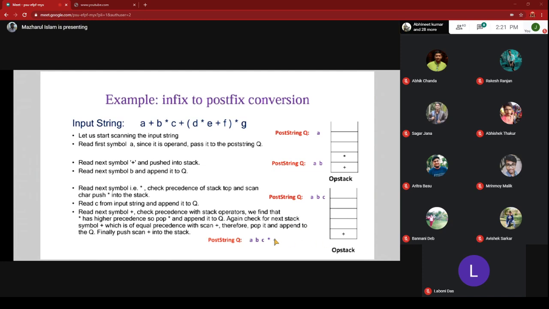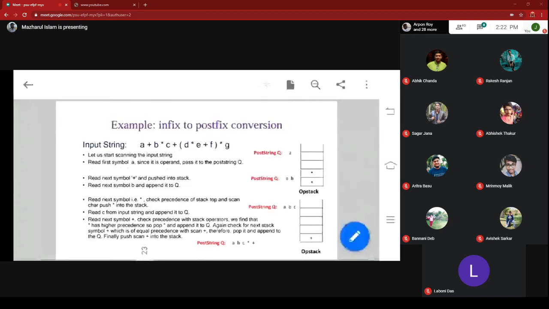And what is in your hand? The scan character, that is also plus. So the priority of plus is greater than or equal to the priority of plus, and this condition is satisfied. So this plus symbol will again be popped and appended to the queue. That is why the postfix string Q equals A, B, C, multiplication, plus. Still the scan character is plus. Now the stack is empty, so 7B will be executed.